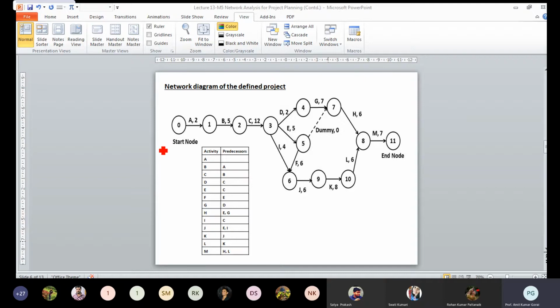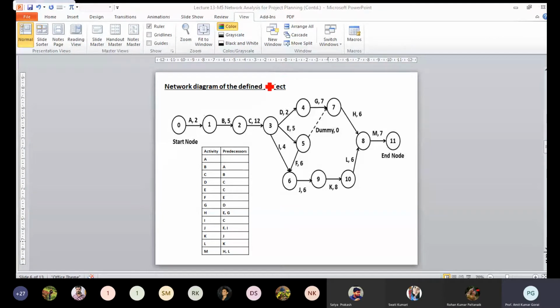Now, A is the first activity. B has A as its predecessor, and only A. That means as soon as A is complete, you can start activity B, but before completion of A, you cannot start B. Similarly, B is the predecessor of C, that means after completion of B, you can start the job C. Similarly, C is the predecessor of D.